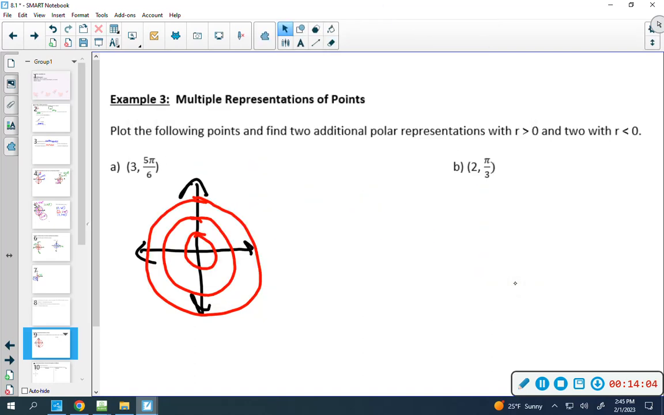All right, so 3, 5 pi over 6, we already graphed that, of course, earlier. 5 pi over 6 is 150 degrees, if that helps your cause. We're 30 short of the 180.